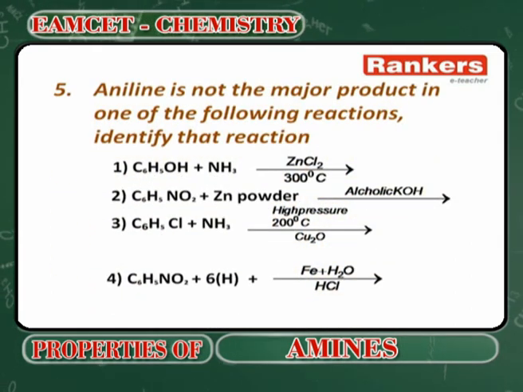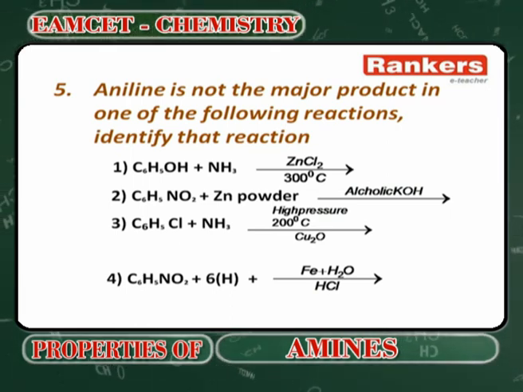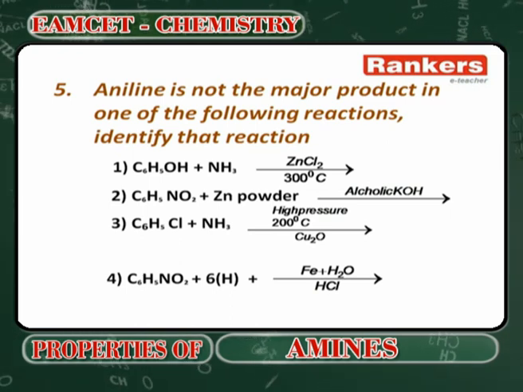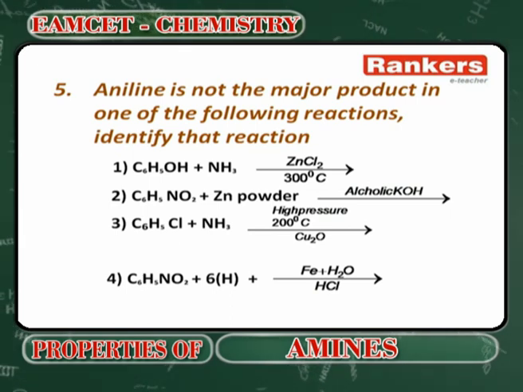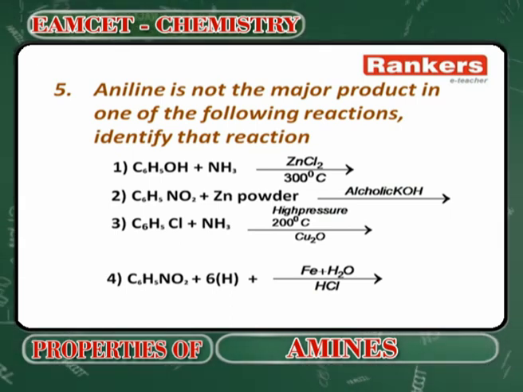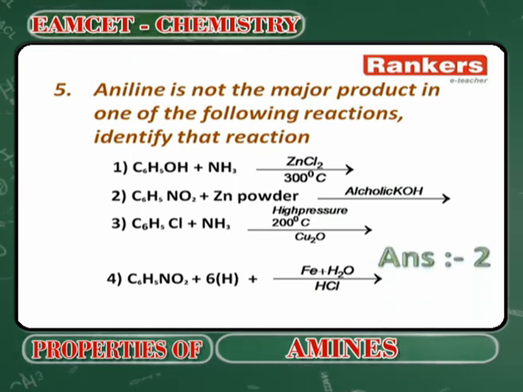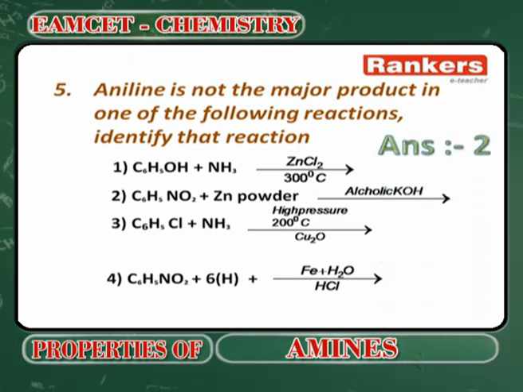Aniline is not a major product in one of the following reactions. Identify the reaction. In the first one, aniline is formed because the phenol OH is a replacement reaction. Second one, nitro with zinc powder, there is no reaction. Zinc powder will not have any reaction. Zinc and alcoholic KOH, this is a reduction. Reduction gives what, in basic medium? Hydrazobenzene comes. In the third, aniline is formed. Fourth also, aniline is formed. So 1, 3, 4 give aniline. The second is a reduction of nitrobenzene to hydrazobenzene. So the answer is 2 therefore.